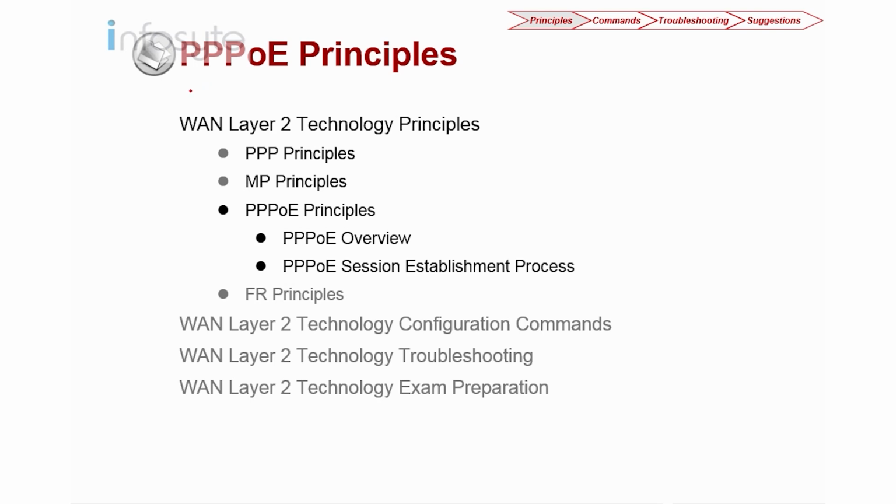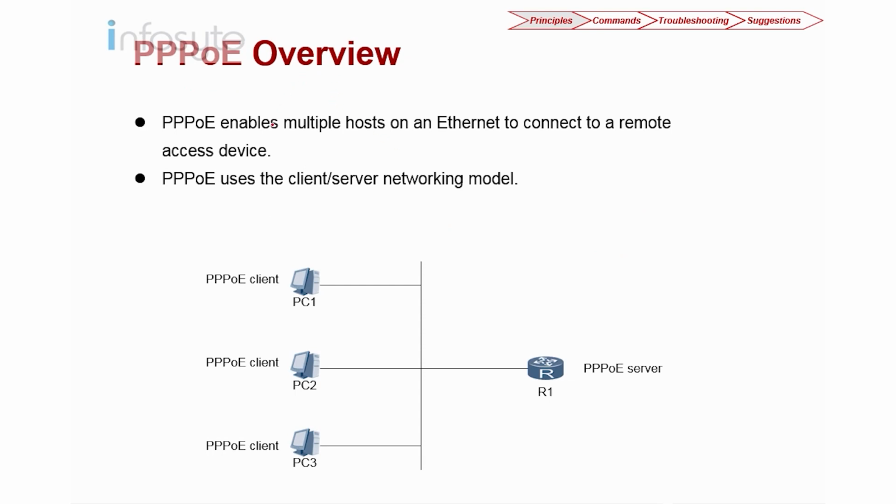Let's look into the PPPoE principle. PPP is a point-to-point protocol. OE stands for over Ethernet. All right, so first we are going to look into the overview, and then we look into the process of how a PPPoE session is established. Now first, why is PPPoE required? Okay, so if you look into the high-level overview here, PPPoE enables multiple hosts on an Ethernet to connect to a remote access device.